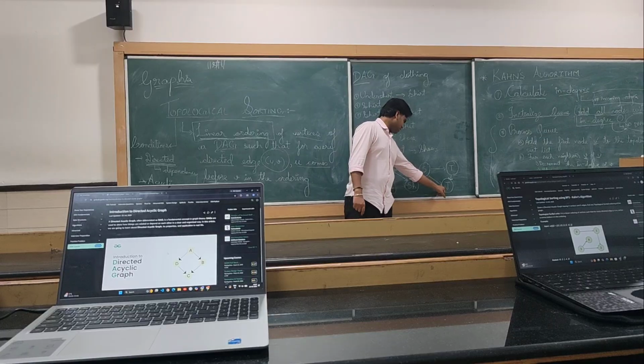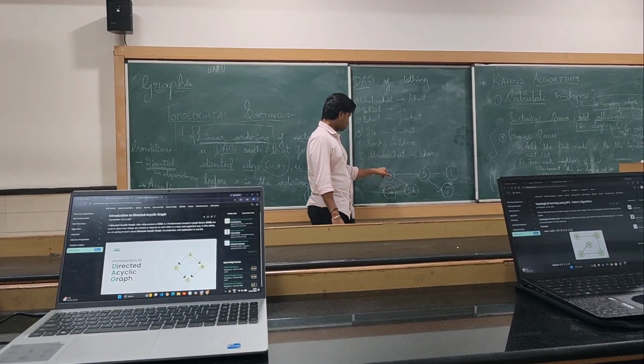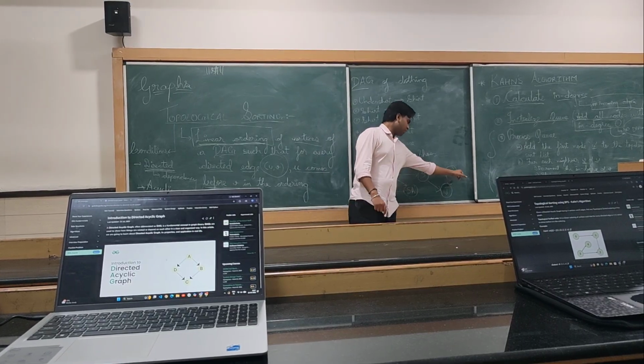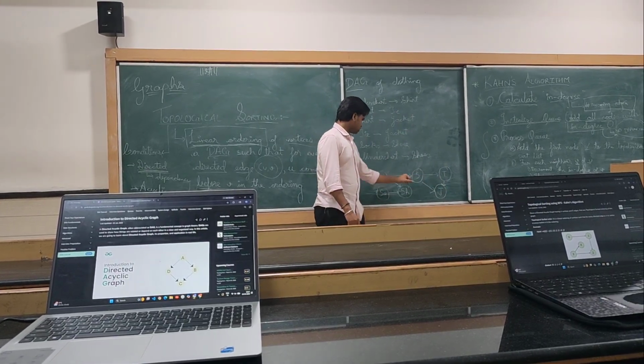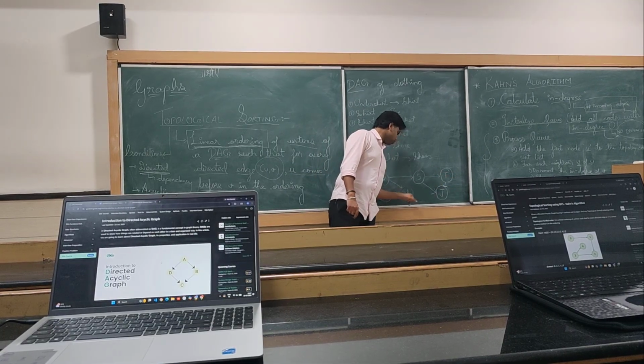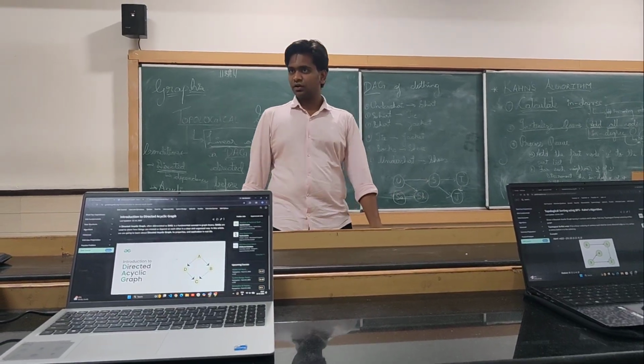Then tie, then jacket, then socks, then shoes, right? Or else you could go undershirt, shirt, socks, shoes, tie, jacket. Or undershirt, shirt, socks, tie, shoes, jacket. Multiple such possibilities are there, right?